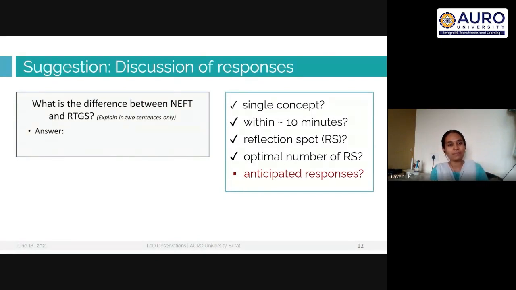Because I get asked this question every time I log in. It says, should you enable RTGS for this beneficiary? And I am so clueless. I just leave it unchecked. So it would be nice if after this question, the summary of the anticipated responses can talk about that. What is the difference and how that impacts your choice of payments?